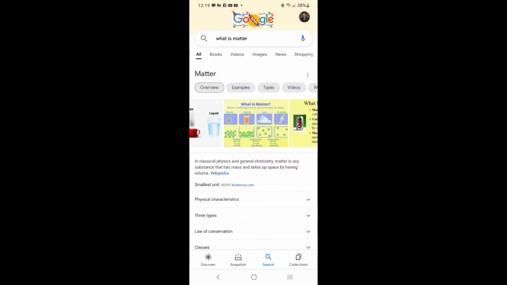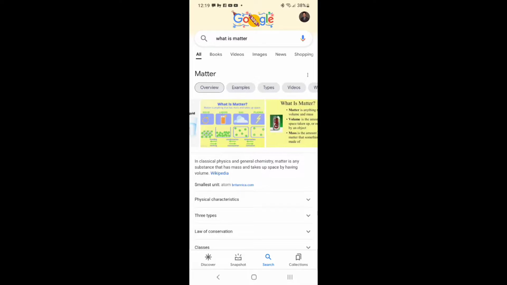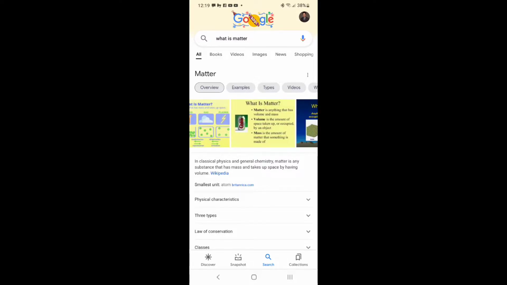Solid, liquid, gas, plasma. Freezing, melting, condensation, vaporization, deionization, ionization. What is matter? Matter is anything that has volume and mass. Volume is the amount of space taken up or occupied by an object. Mass is the amount of matter that something is made of.